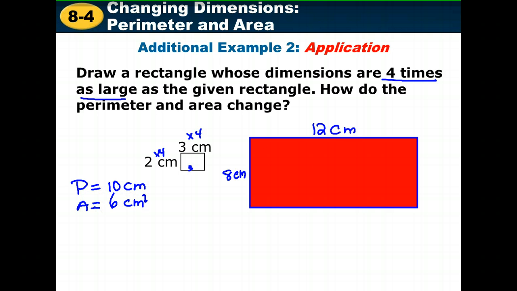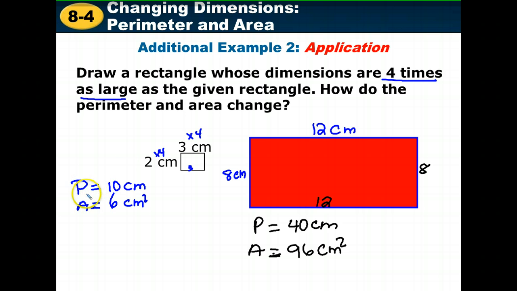And now we have to compare with the larger picture. So here, the perimeter of the larger one will be 12 plus 12, which will give us 24. 24 plus 8, which is 32. 32 plus 8, which is 40. And the area is always base times height, so we'll get 12 times 8, which is 96. Again, for the area, my units will always be squared. Now let's go ahead and see what actually happened.